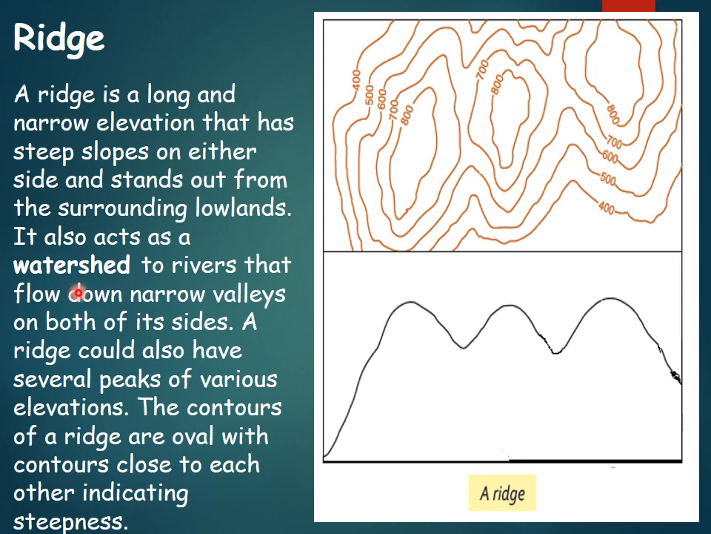So now here you can see that a ridge could also have several peaks of various elevation. The contours of a ridge are oval. They are oval with contours close to each other, indicating the steepness of the landform. So here it was about the ridge.